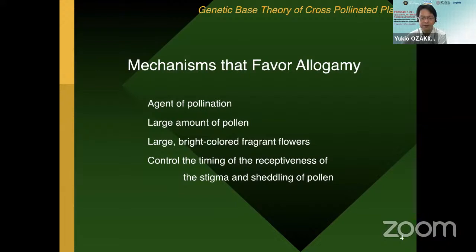Other provisions that promote cross-fertilization are mechanisms that control the timing of the receptiveness of the stigma and the shedding of pollen, and thereby prevent autogamy within the same flower. In protandry, the anthers release their pollen before the stigma of the same flower is receptive. In protogyny, the stigma is receptive before the pollen is shed from the anthers of the same flower.